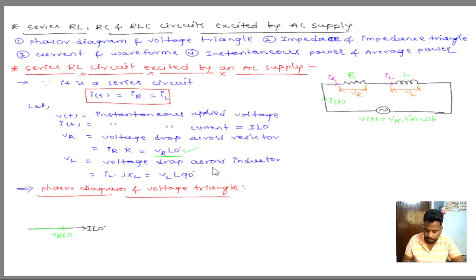And we know that in a pure inductor, voltage is leading current by 90 degrees. Therefore, VL is leading current by 90 degrees. And to get the total applied voltage, simply by applying KVL, V is equal to VR plus VL, then we show it with vector representation. By adding VR and VL, we get V, the supply voltage or applied voltage. Then simply, we are adding these two.